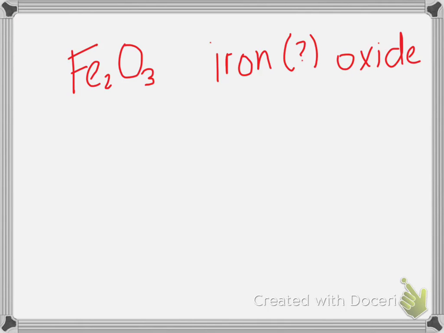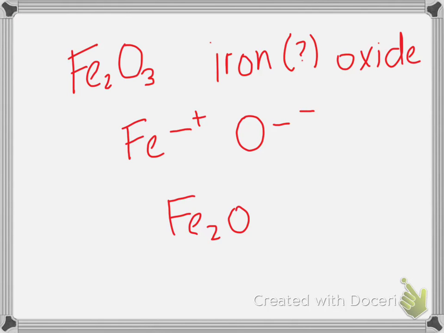So to find the charge on the iron, you have to actually do a reverse crisscross. So remember when we're writing binary ionic formulas, we put the ions up here, and then we crisscross our charges and we get our subscripts. We can do the same thing in reverse.